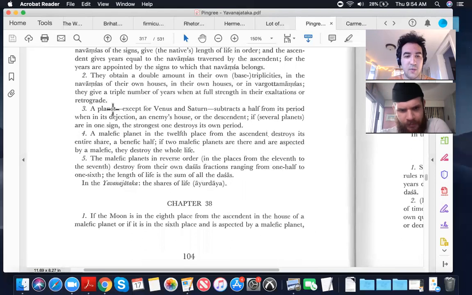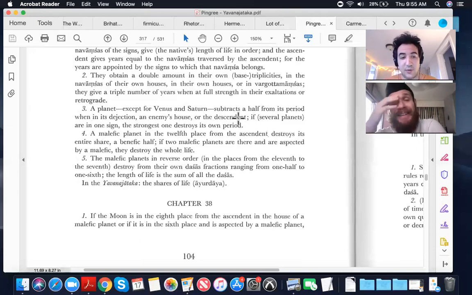Like why do all planets except Venus and Saturn suffer when they're in their dejection? I don't get it. We have to take a time machine and ask him. Yeah. If several planets are in one sign, the strongest one destroys its own period. This is similar to those like having 4 planets and becoming an ascetic. A malefic planet in the 12th place from the ascendant destroys its entire share. A benefic half. That's pretty consistent with basic ideas on the 12th house, I think.